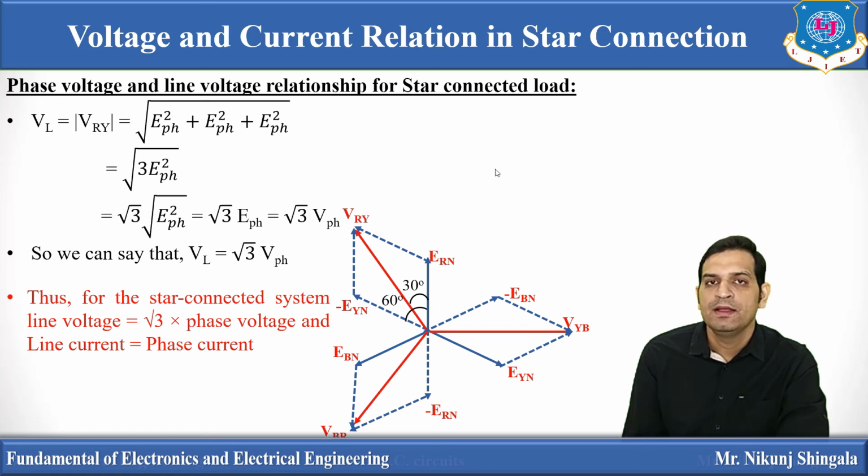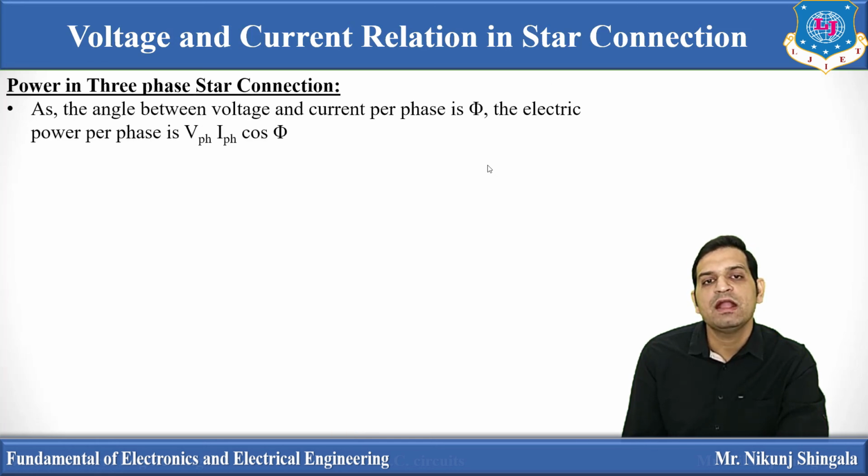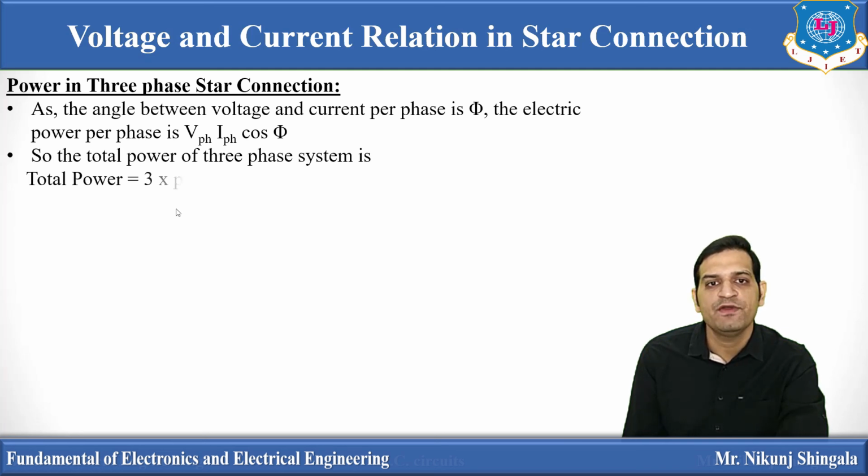Now moving towards the power. What is the power in a three phase star connection system? As the angle between voltage and current per phase is phi, the electric power per phase, the actual power, that is active power, will be V phase I phase cos phi. Because suppose we are assuming an inductive load, so some angle phi will be there. So the actual power per phase will be V phase I phase cos phi, where V phase is the voltage per phase, I phase is the current per phase, and phi is the angle between V phase and I phase. So the total power for a three phase system will be 3 times the power per phase.